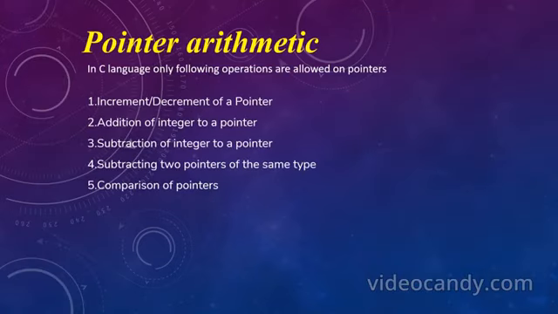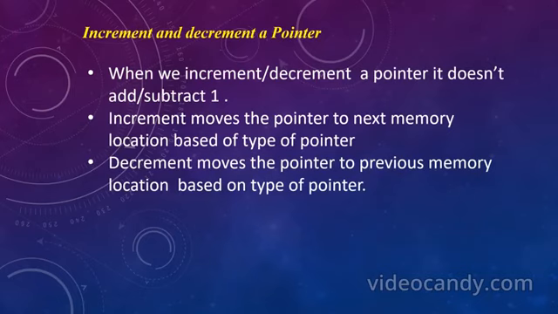Now let's discuss pointer arithmetic. In C language, only the following operations are allowed on pointers: increment and decrement of a pointer, addition of an integer to a pointer, subtraction of an integer from a pointer, subtraction of two pointers of the same type, and comparison of pointers. So let's discuss increment and decrement of a pointer.